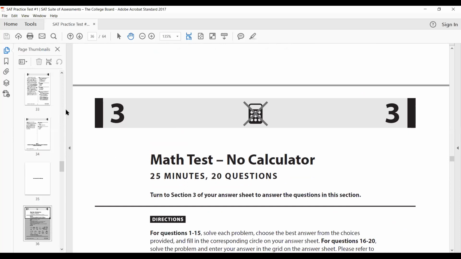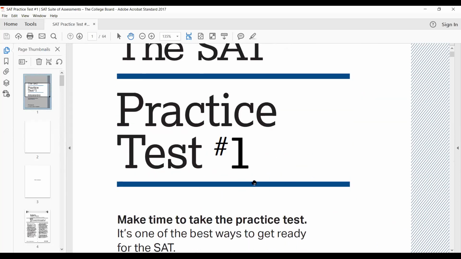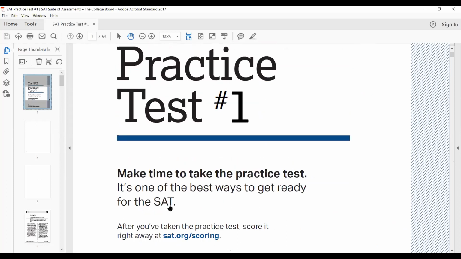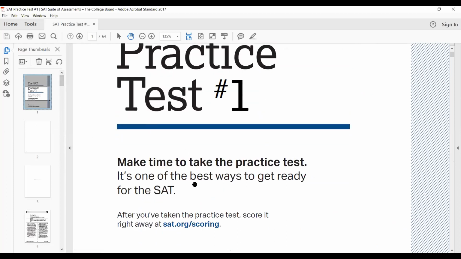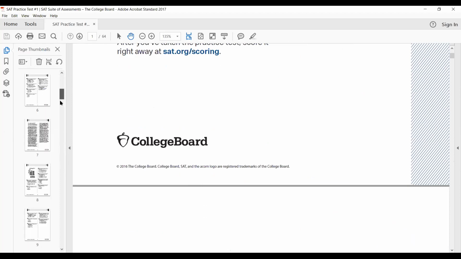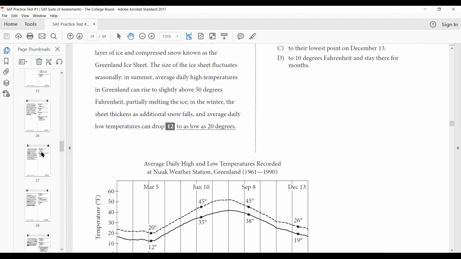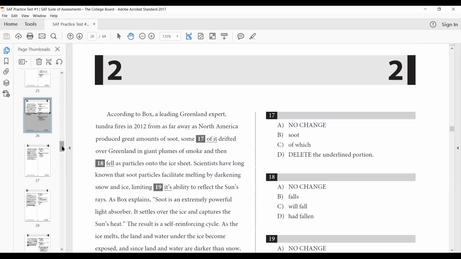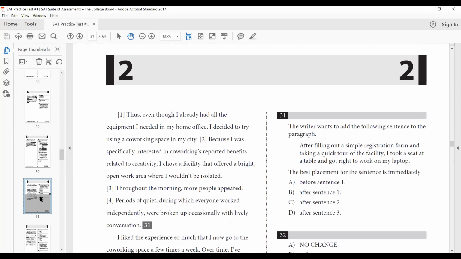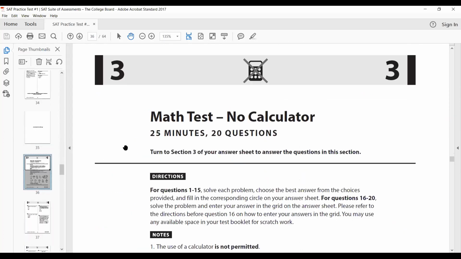Okay, all right. So this one is an SAT practice test I found online. It was from 2016, not just a couple of years ago, not far. We just use this one to see what questions would possibly show up in the math test. All right, so let's begin here.